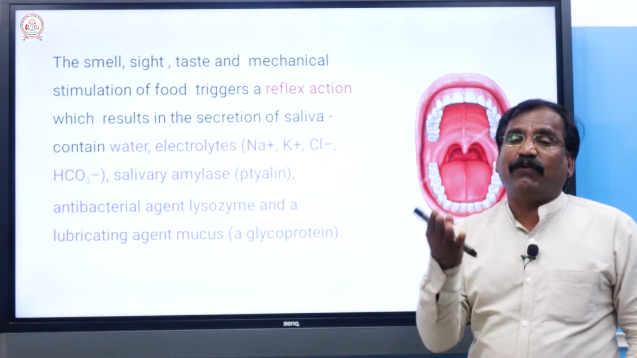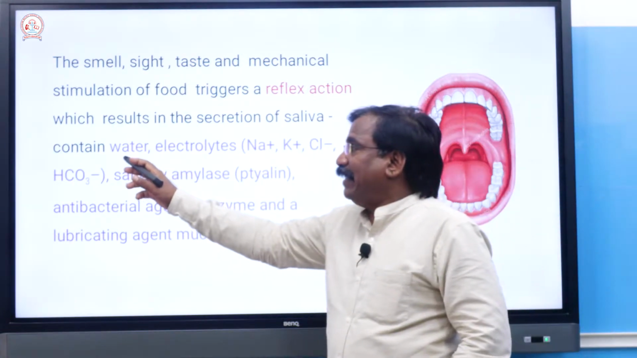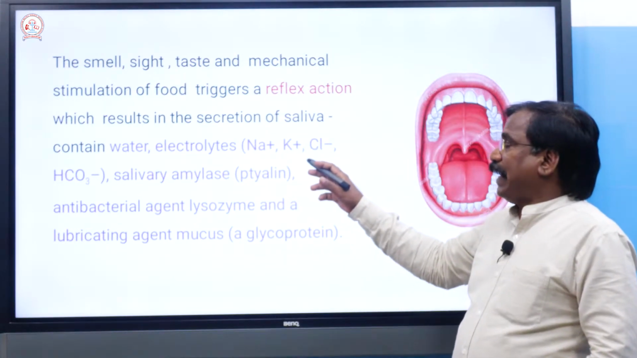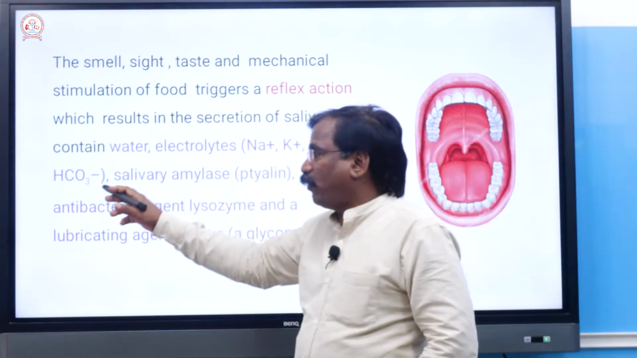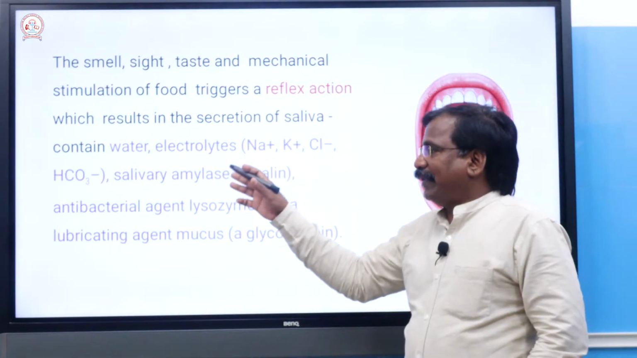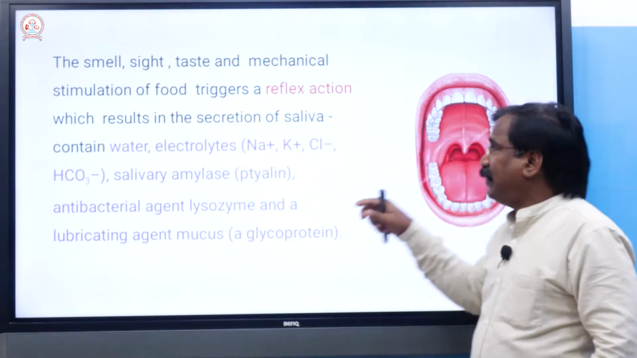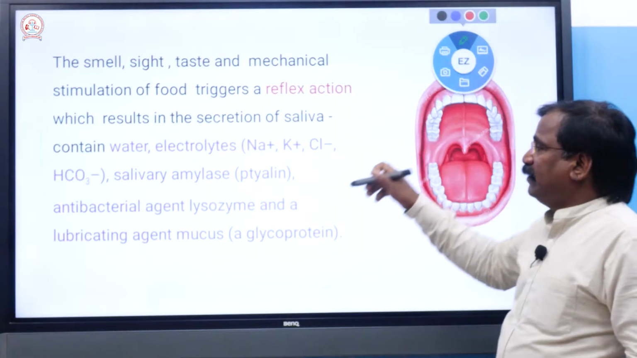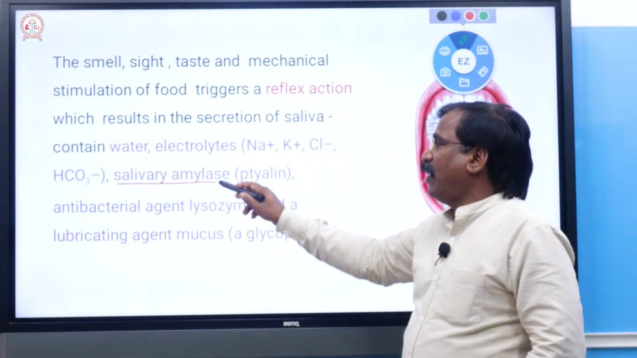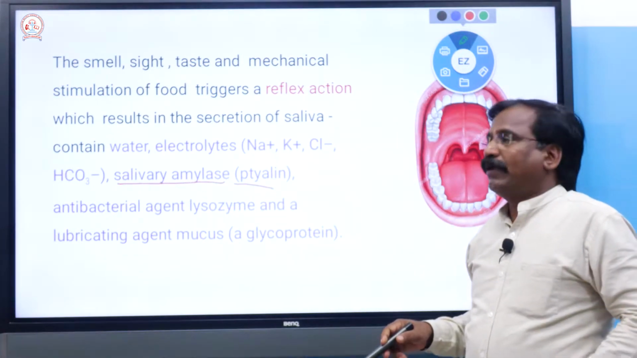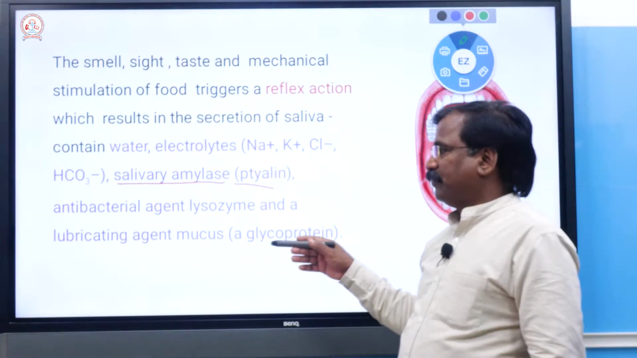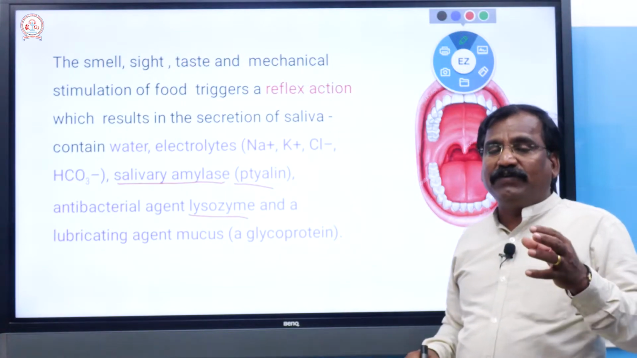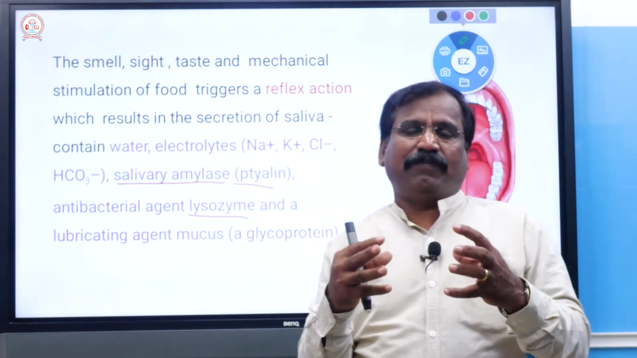What is the composition of saliva? It contains water, electrolytes like sodium, potassium, chloride and bicarbonates, and the enzyme. The enzyme found in the saliva is salivary amylase, or ptyalin. Also the lysozyme, which is an antibacterial agent.